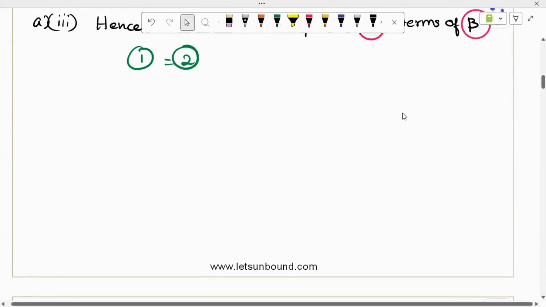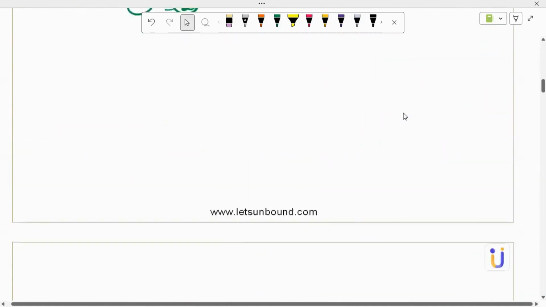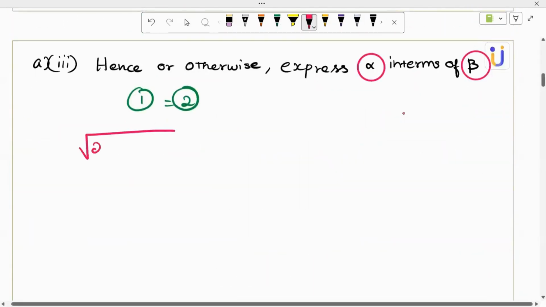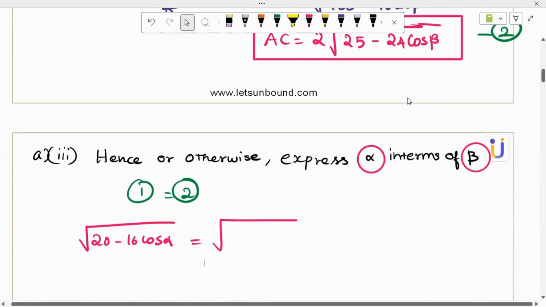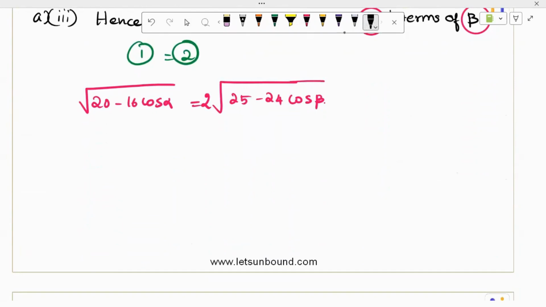When I equate, the first one says square root of 20 minus 16 cos alpha. The second one says square root of, okay, 2 times the square root of 25 minus 24 cos alpha. Now, wait, cos beta. Now I want alpha in terms of beta. First, let's get rid of this square root. Let me square it on both sides.